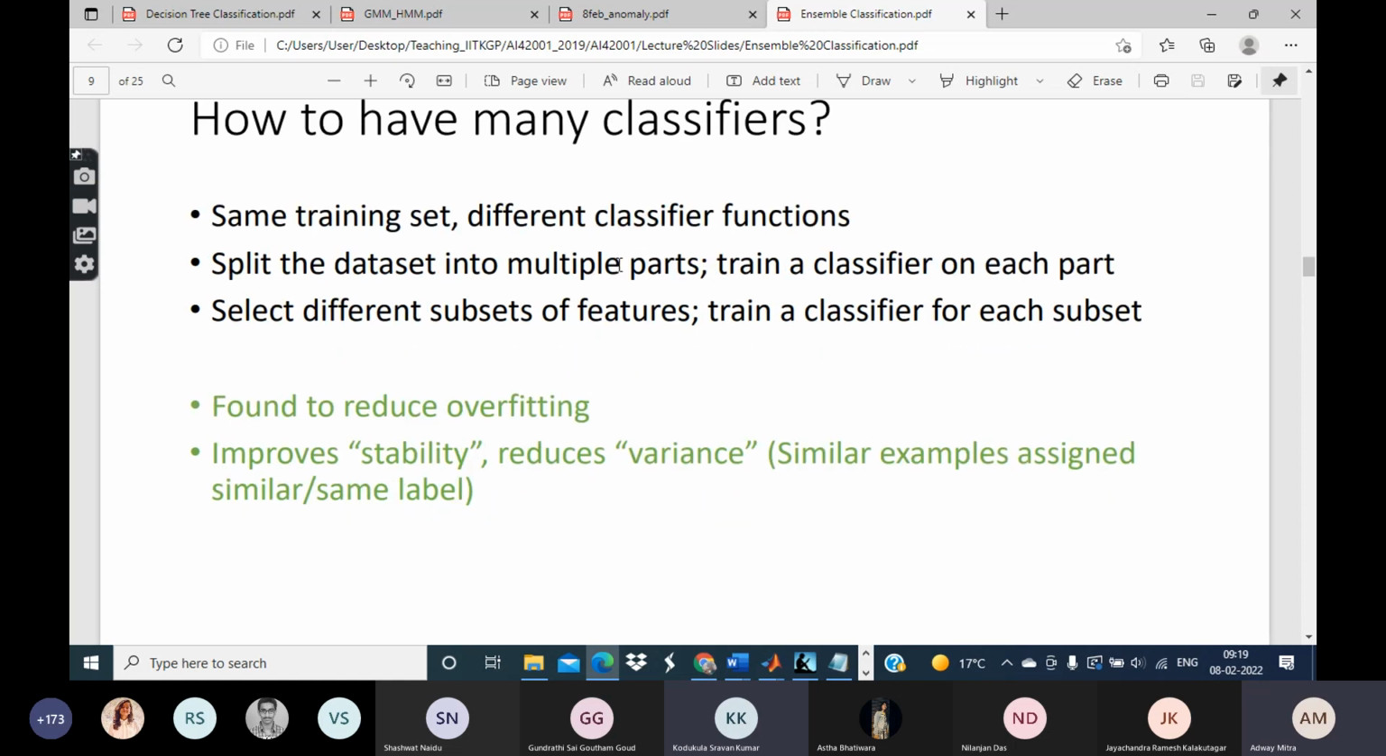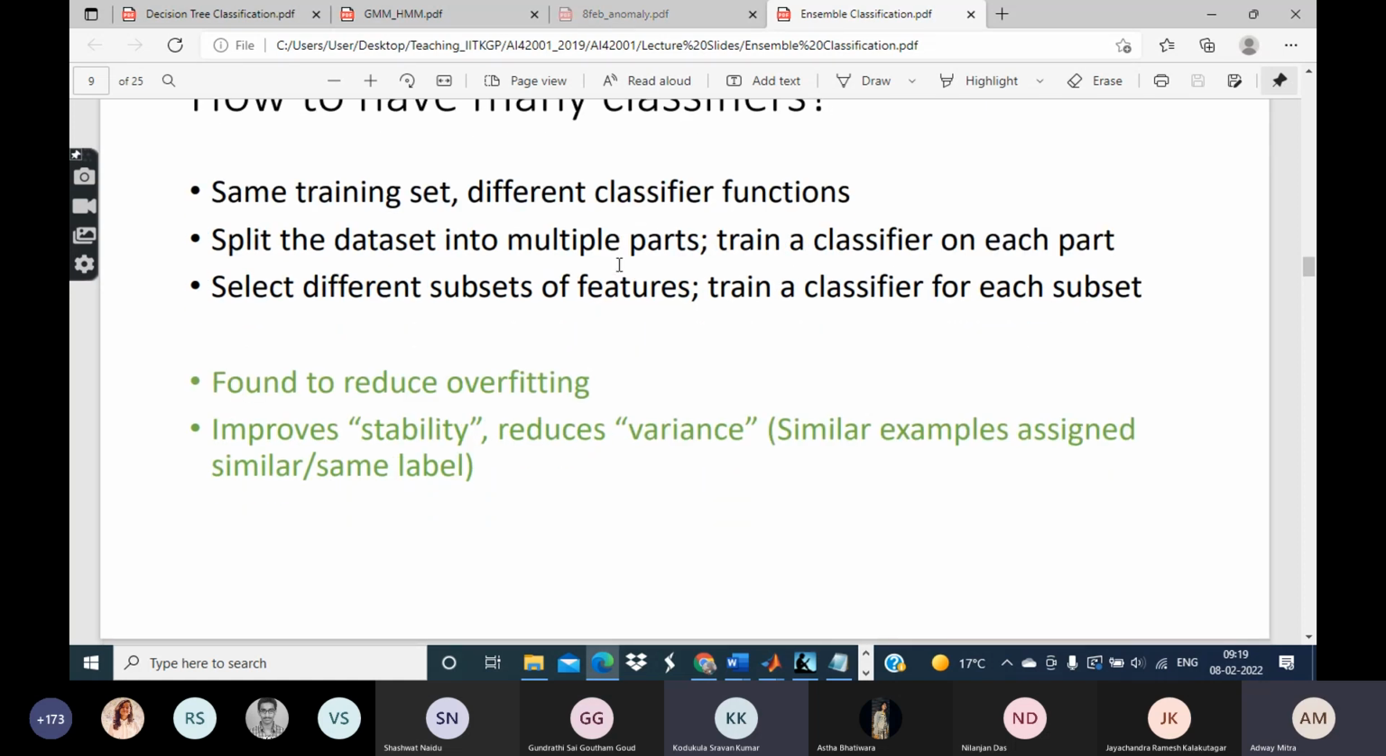Other thing which you might do is you split the data set itself into multiple parts and train a classifier on each of the parts. Those parts might slightly overlap, but that's okay. So basically your different classifiers may be the same classifier function, but you are focusing on different parts of the data set.